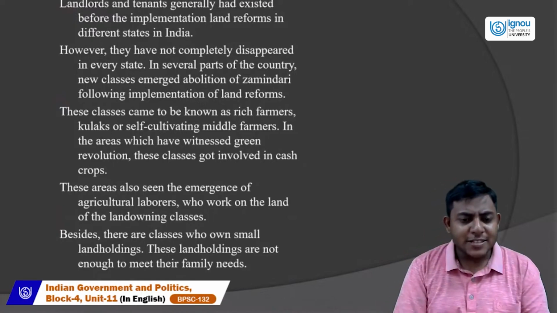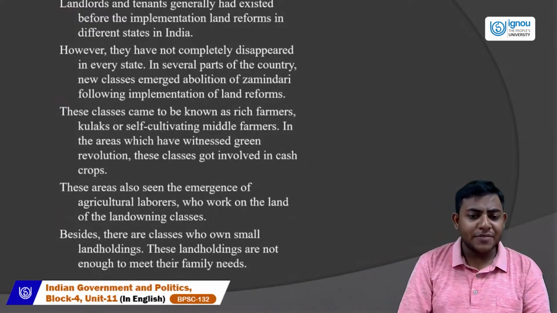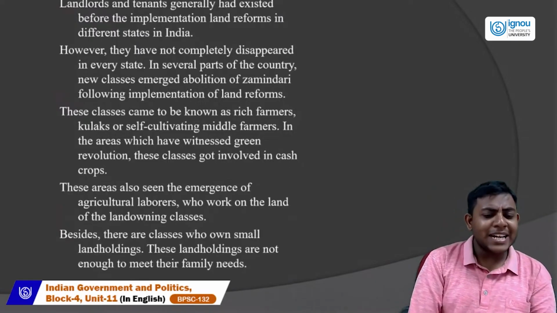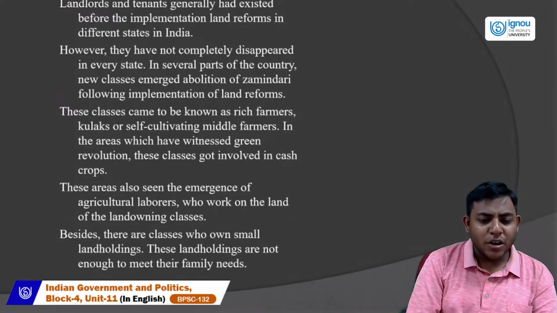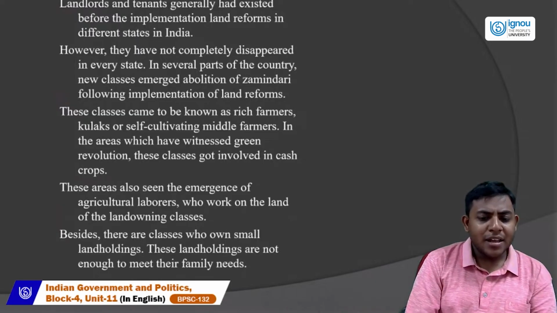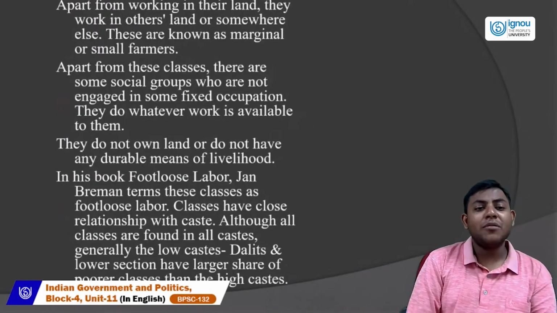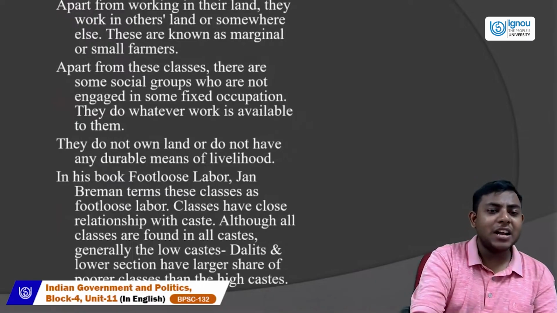So these areas have also seen the emergence of agricultural laborers who work on the land of the landowning classes. And besides this, there are classes who own small landholdings, and these landholdings are not enough to meet their family needs. Apart from working in their land, they work in others' land or somewhere else. These are known as marginal or small farmers.